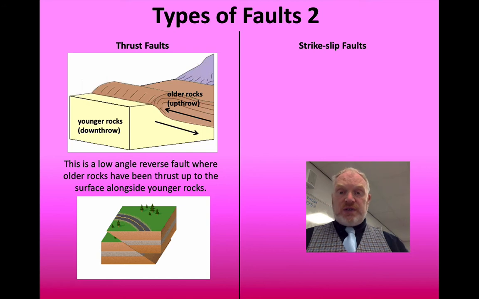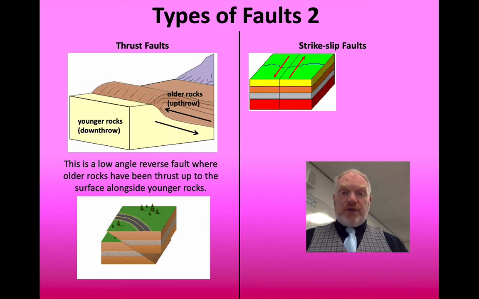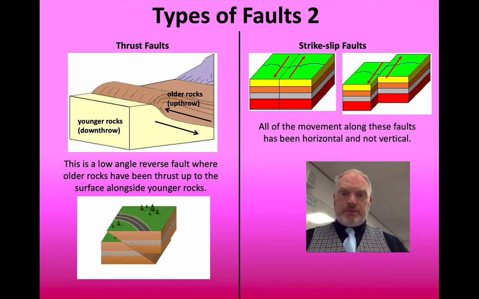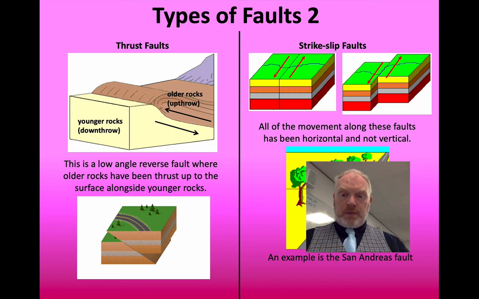Finally, then we have strike-slip faults. Strike-slip faults see a horizontal displacement. So we see rocks move from side to side, not up and down. So any vertical structures will get displaced, and we'll see the same sequence of beds either side of the fault. The San Andreas fault, a conservative plate margin, is a good example of this.